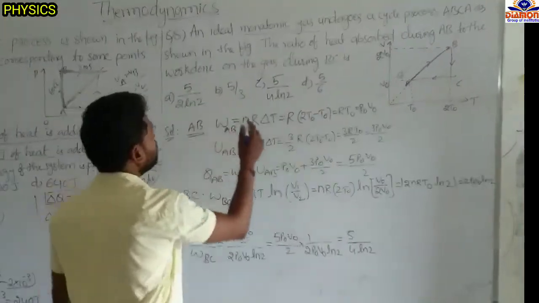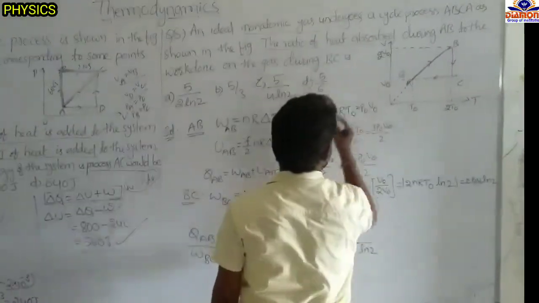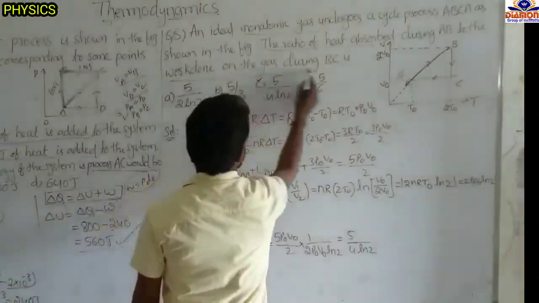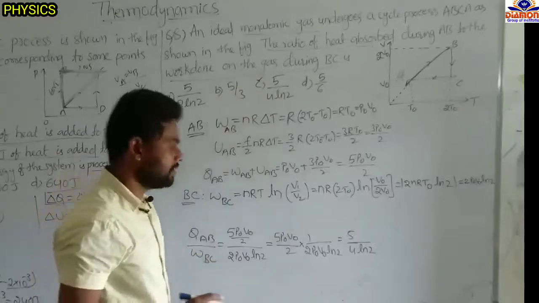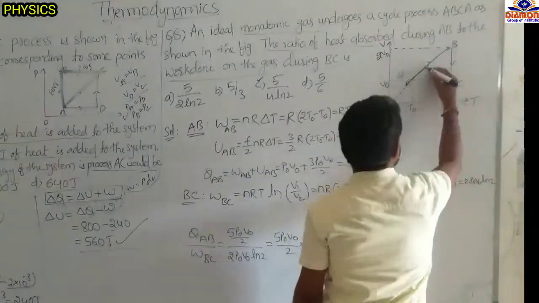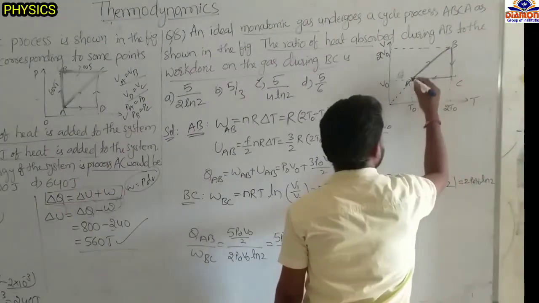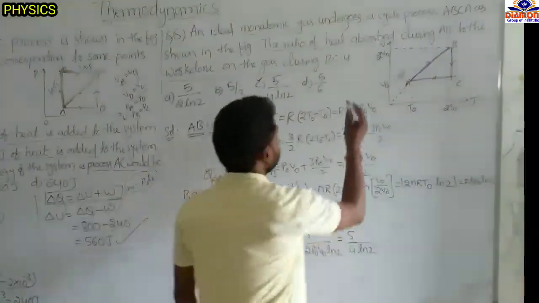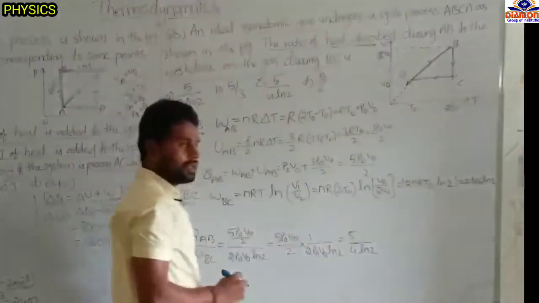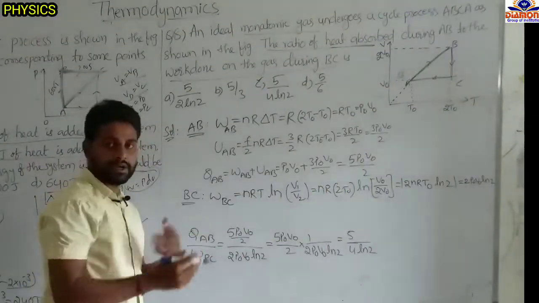So the ratio of heat absorbed during AB to the work done on the gas during the process BC. First, see the AB process. So this is the cyclic process AB, BC, CA. Now A to B, how much heat is absorbed, that we have to find first.